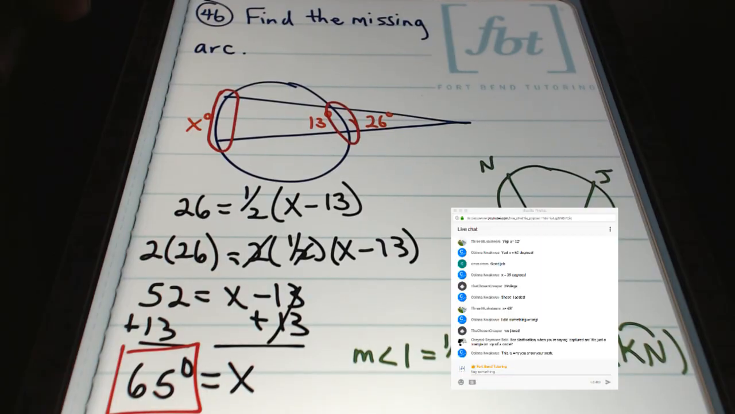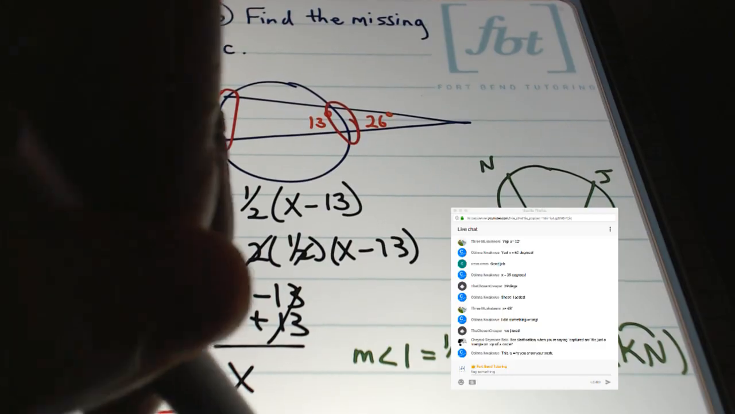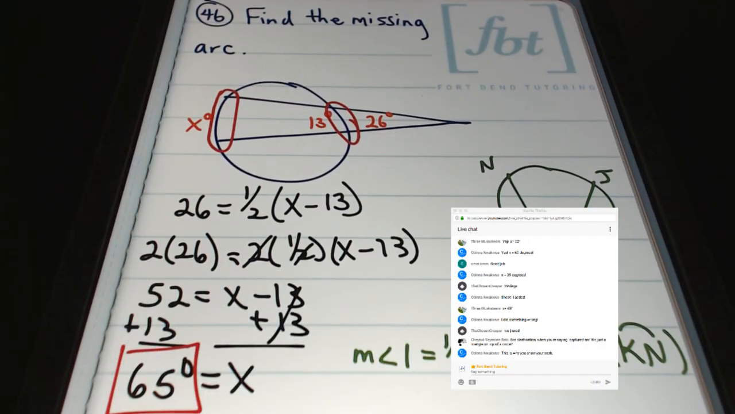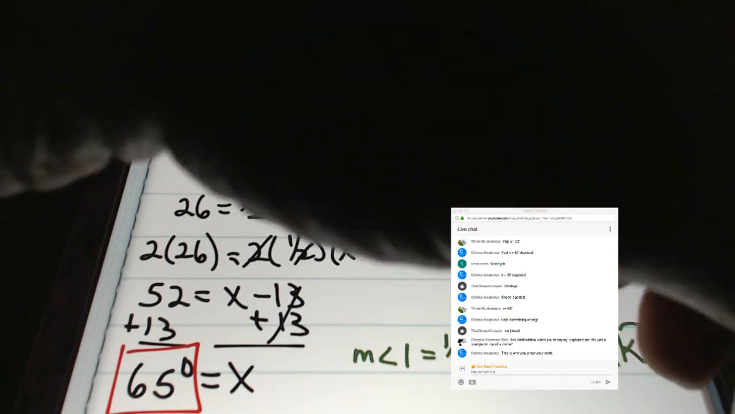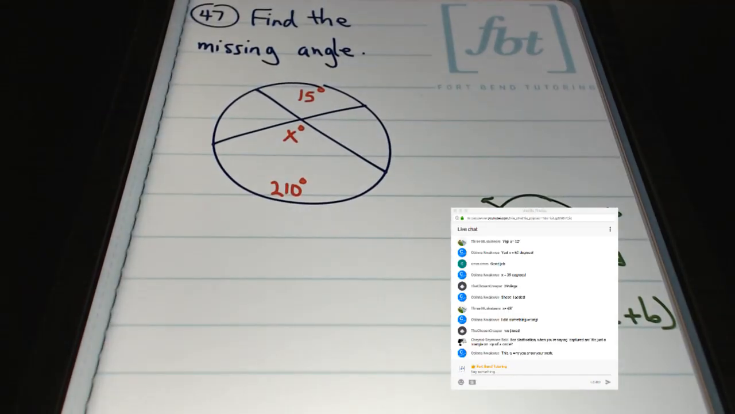That's an excellent question. So yes, when I'm talking about captured arcs, I'm referring to the actual pieces of the circle that this angle is intersecting with. Hopefully that clarifies that for you. But great question nonetheless. That was problem number 46, guys. Let's move on to problem number 47.